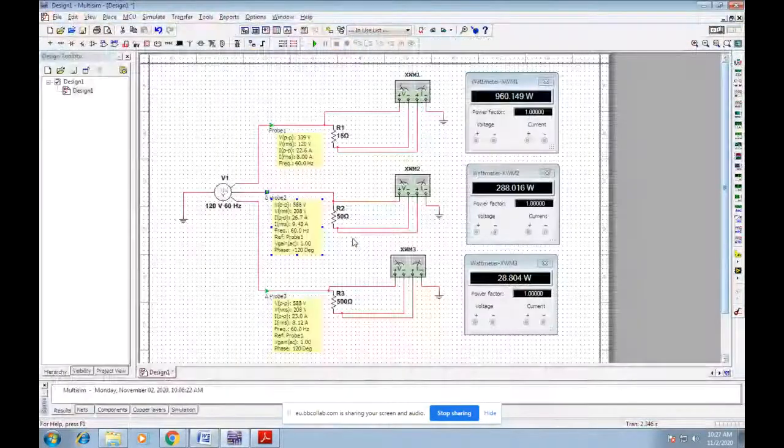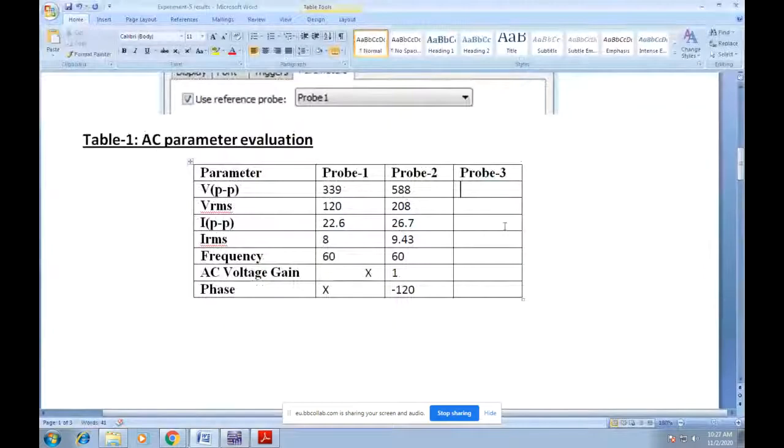Okay. Similarly, for probe 3, you have to mention all the values as peak to peak, as it is given here. So the session is anyhow recorded. When you are writing the lab manual, you can use the video from the session to complete table number 1, complete the results. So all these values you're supposed to write here in the table. This is about AC parameter evaluation.